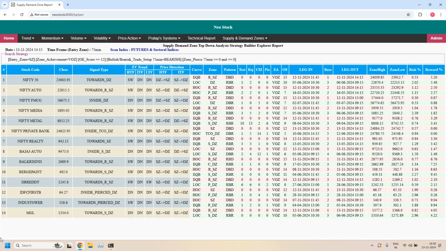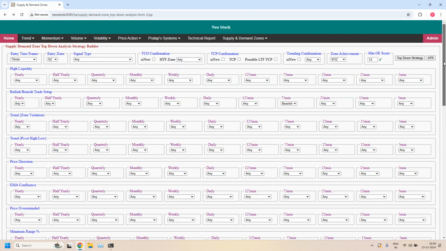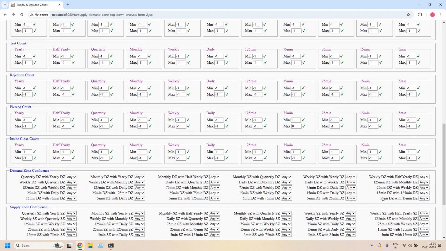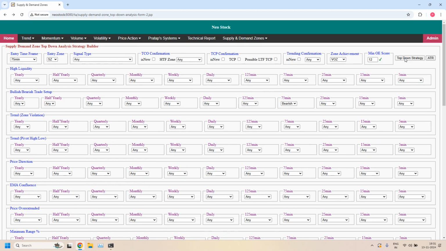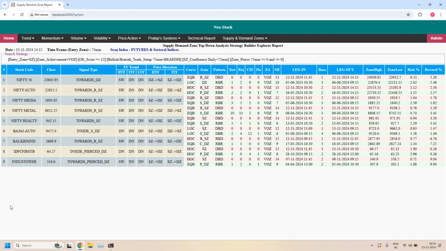Entry time frame is 75 minutes. And entry zone is supply zone, 75 minutes supply zones. So in these 14, there could be some high probability setup supported supply zones might be available. We need to filter them. First filter is based on LTF and ITF supply zone confluence. That is 75 minute supply zone with daily supply zone confluence. We got 9 stocks from 14.